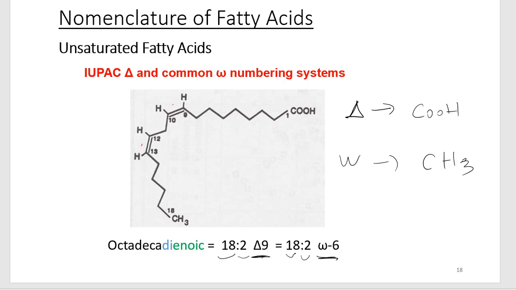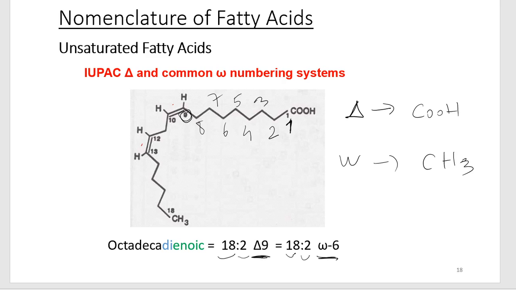So it says delta 9. So that's the first carbon. So we go like that: 1, 2, 3, 4, 5, 6, 7, 8, and 9. So we see that the position of the double bond, the first double bond, is on carbon 9. That's why we write this, delta 9.